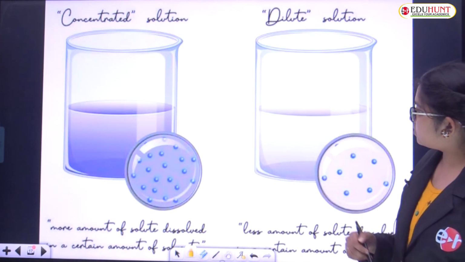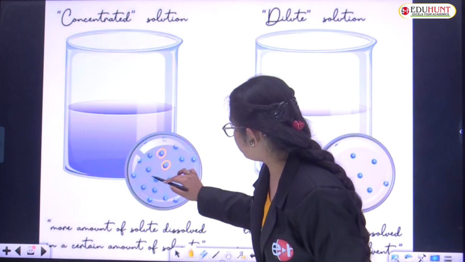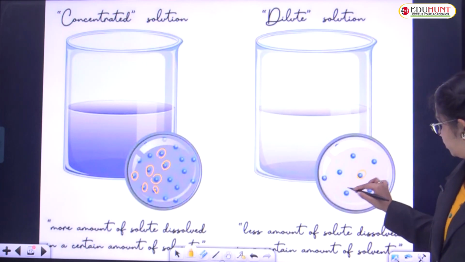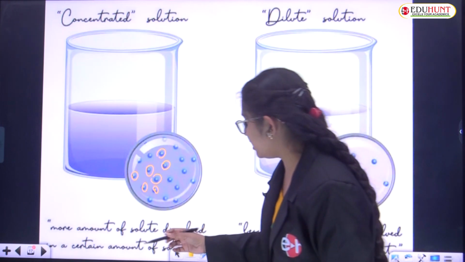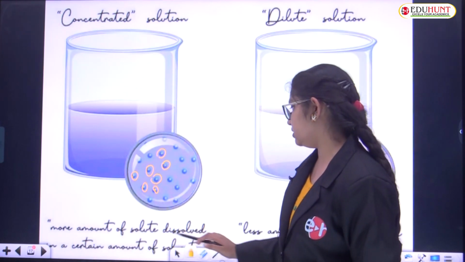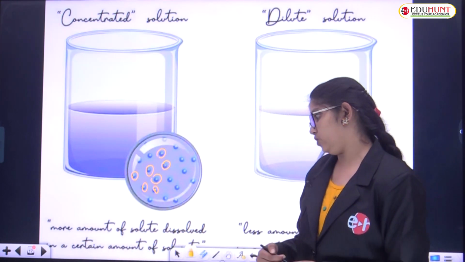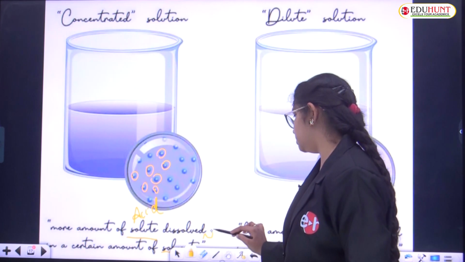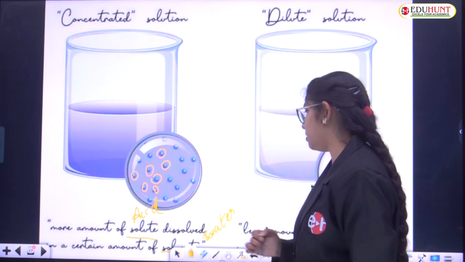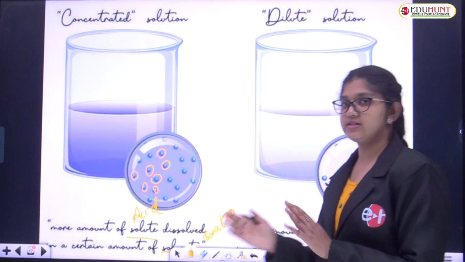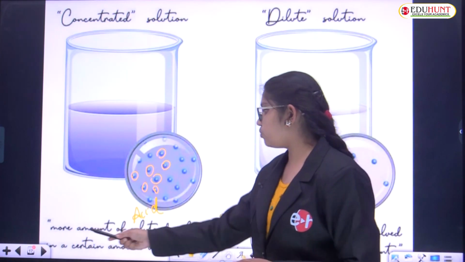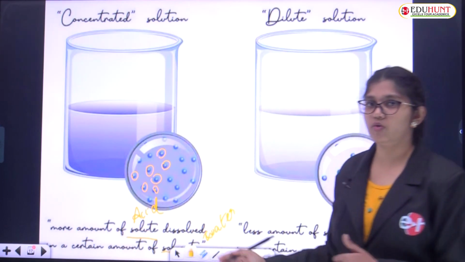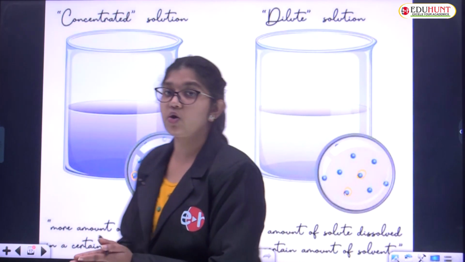So what are these? The amount of particles. There are many here, and if you observe there, there are only a few. We can count. And here the definition is more amount of solute dissolved in a certain amount of solvent. We can write here acid as solute and water as solvent. Because solvent is something of a watery nature. So there is more amount of solute present in a certain amount of water, which means solvent. That is all about the concentrated solution.